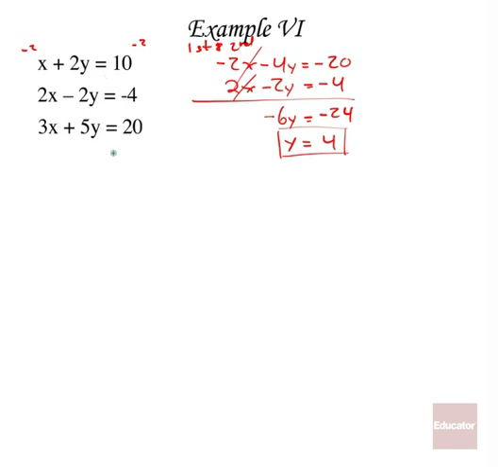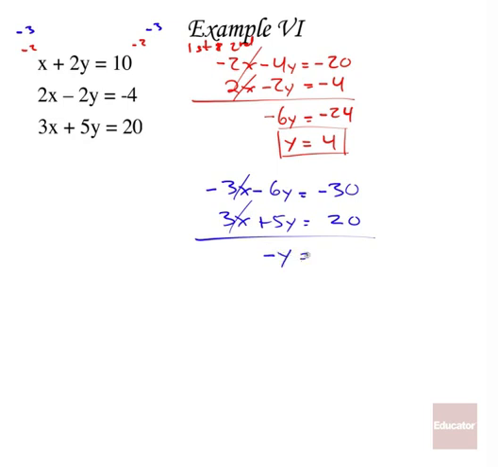Now we'll take care of the first and third equations. This time let's multiply again by negative 3. Let me do this one in blue. So the first equation becomes minus 3x minus 6y equals minus 30. And then this one becomes 3x plus 5y equals 20. So now, when I do this, the x's cancel. I'm left with minus y equals minus 30 plus 20, minus 10. I get y equal to 10.